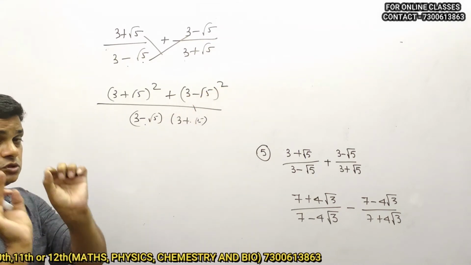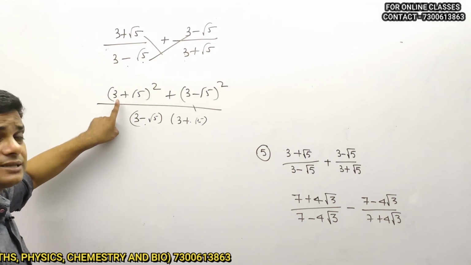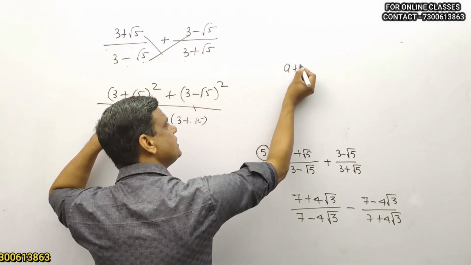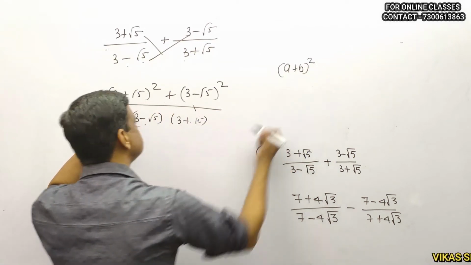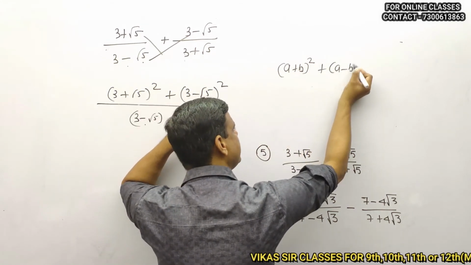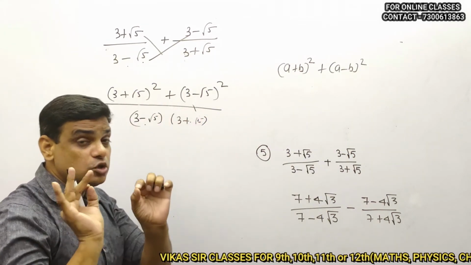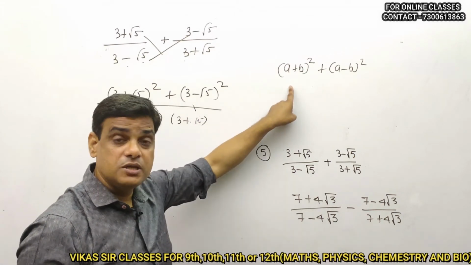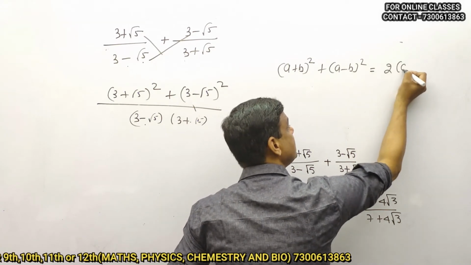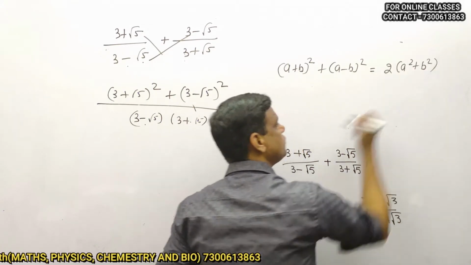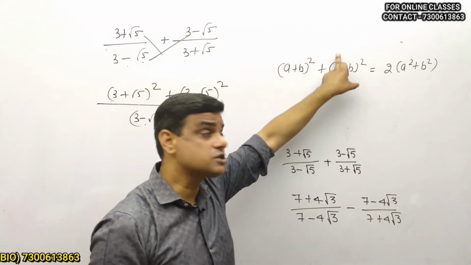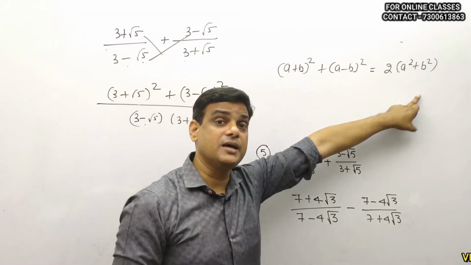Is that done? Now see, what is this? Let's say this is A and let's say this is B. Now this is A plus B whole square plus A minus B whole square. And you must be knowing A plus B whole square plus A minus B whole square is 2A square plus B square.